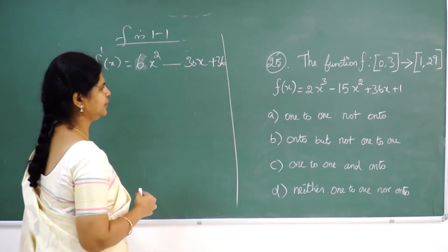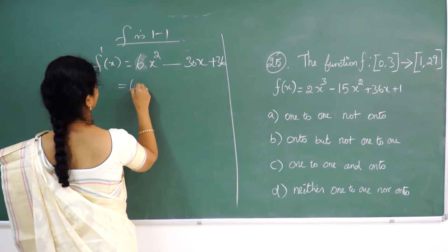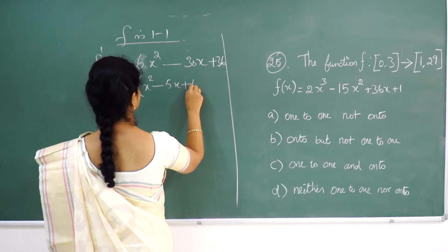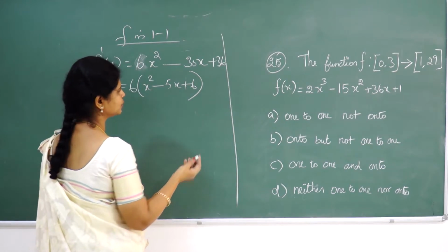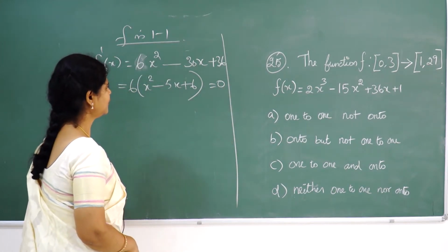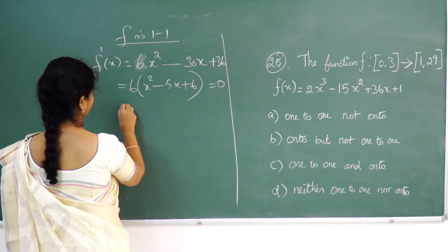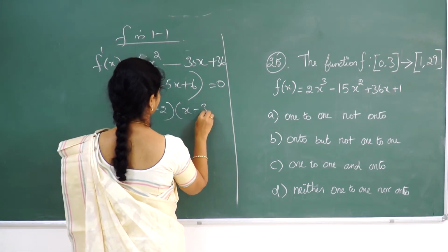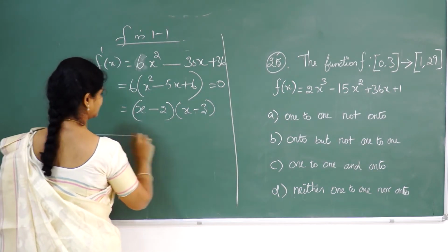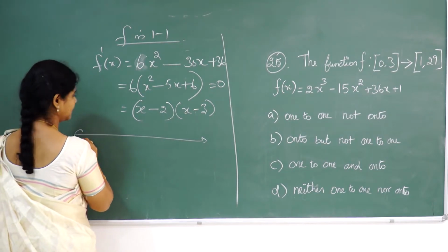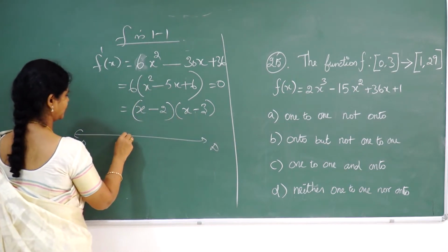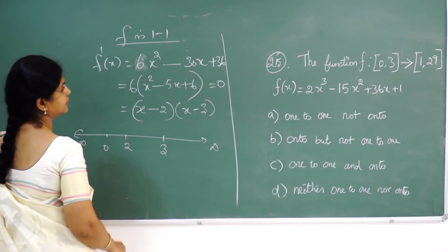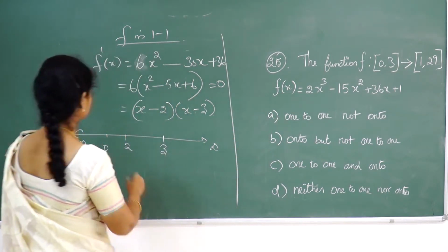This is your derivative. You take 6 outside, and you get x square minus 5x plus 6. The next step, when you equate to 0 and factorize the term, what you get is (x - 2)(x - 3). So draw the number line for the real numbers. The critical points are 2 and 3, and 0, since your domain ranges from 0 to 3.